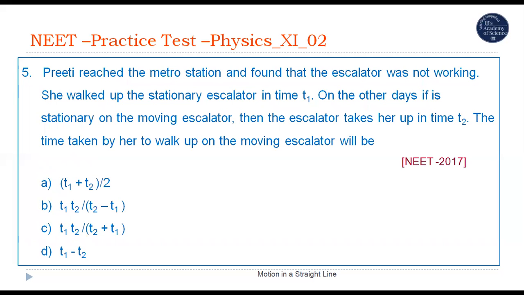Question number 5. Preeti reached the metro station and found that the escalator was not working. She walked up the stationary escalator in time t1. On the other days, if she stands stationary on the moving escalator, then the escalator takes her up in time t2. The time taken by her to walk up on the moving escalator will be: option A, t1 plus t2 by 2; option B, t1 t2 divided by t2 minus t1; option C, t1 t2 divided by t2 plus t1; option D, t1 minus t2.